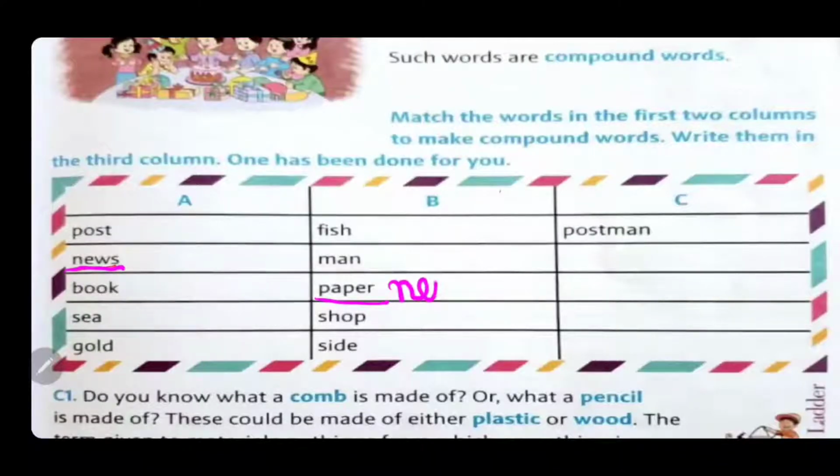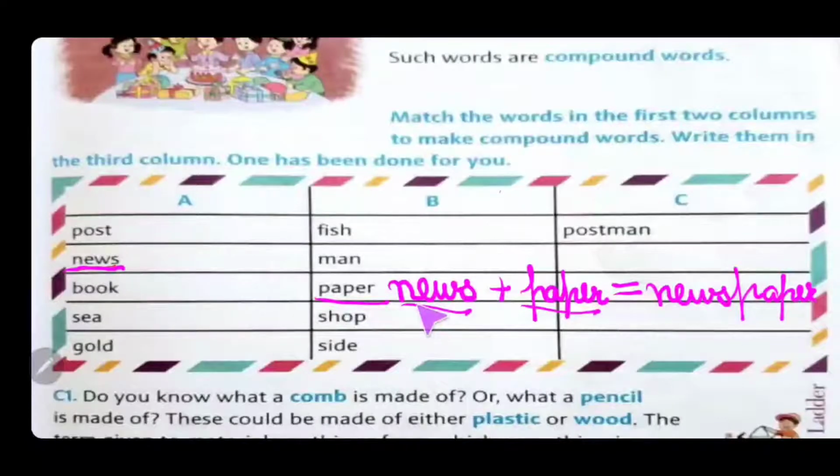So news, N-E-W-S, news plus paper, P-A-P-E-R, paper. So one word is news and the other word is paper. By joining these two words, we get a new word. We form a new word, that is newspaper, N-E-W-S-P-A-P-E-R, newspaper, right? So by joining two words, that is news and paper, we form a new word, that is newspaper, right? And newspaper is a compound word.